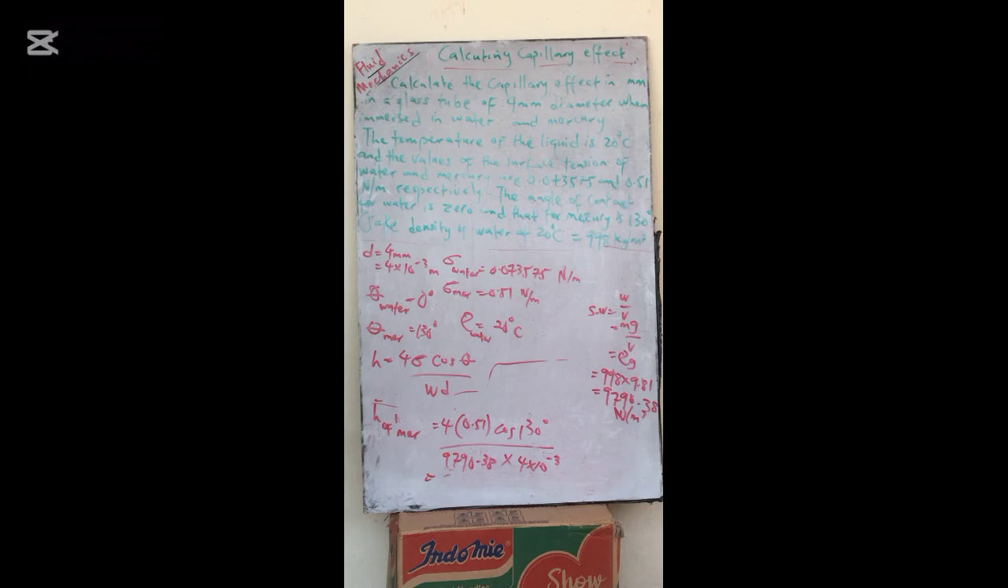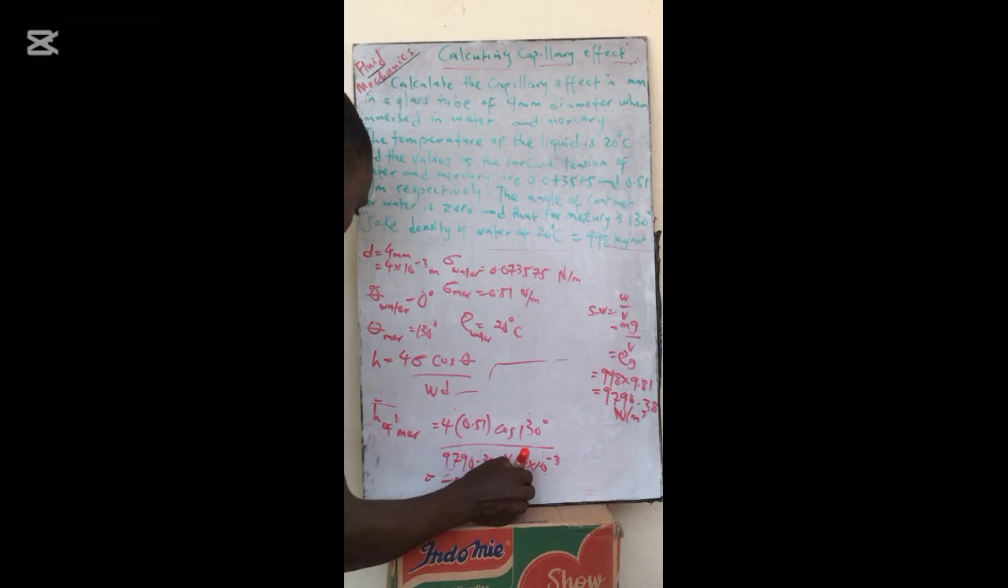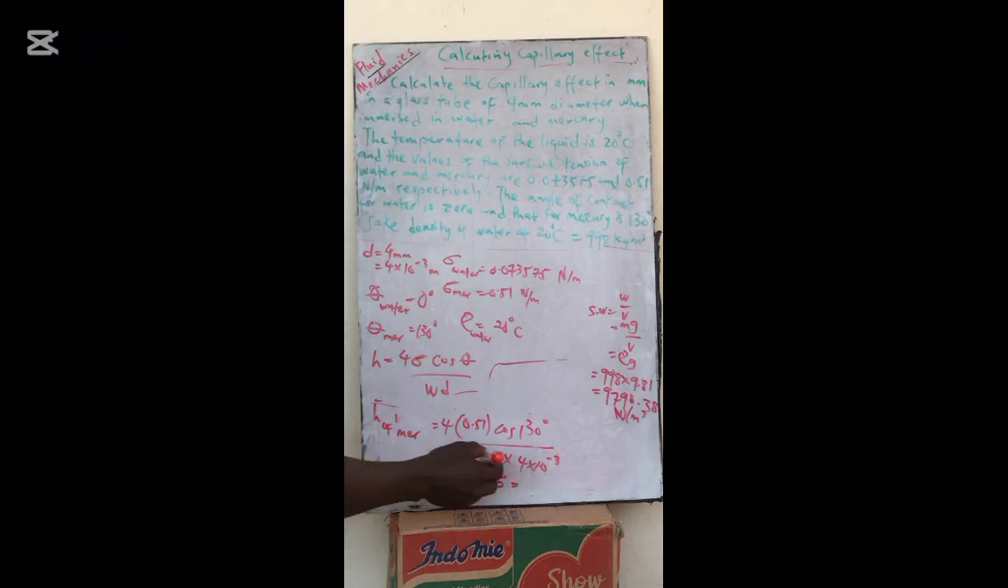So at the end of the day, when we calculate that, you are going to be having a minus. So when you are getting minus, do not be discouraged. It's a sign that the capillary is a depressed one. So instead of it making a parabola path on top of the surface of the liquid, it is doing it in the opposite way. So you are going to be having minus 0.0335. So this is in meter.